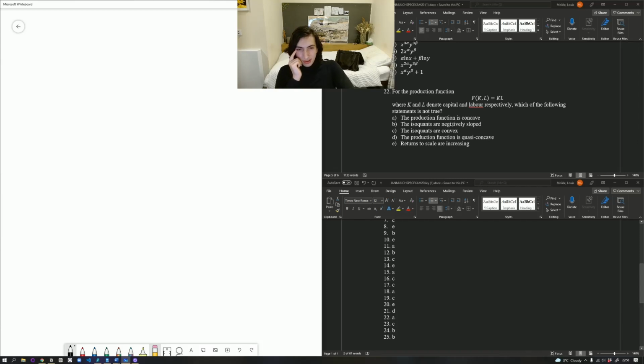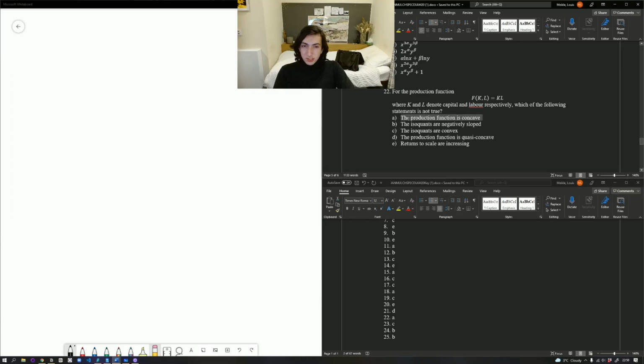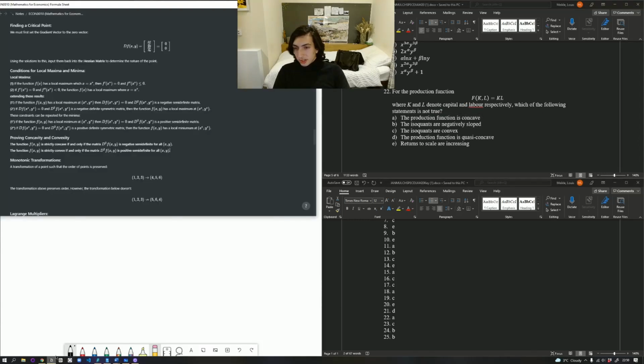The production function, F(K, L), where K and L denote capital and labor respectively. Which of the following statements is not true? Now it's A. Why is it A? Well, the production function is not concave. As a matter of fact, it is convex. Remember our definition from earlier.